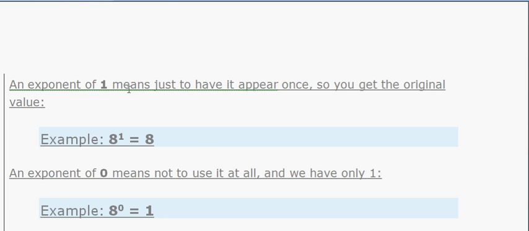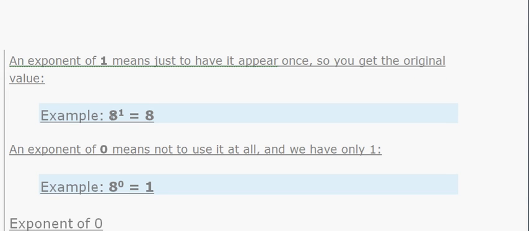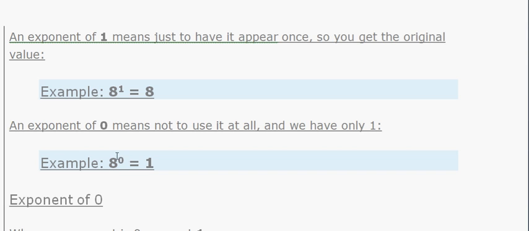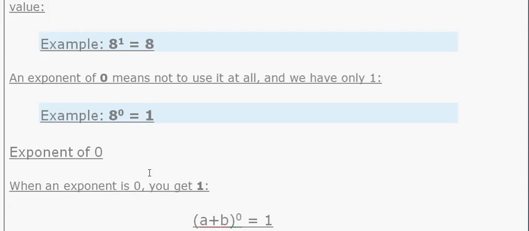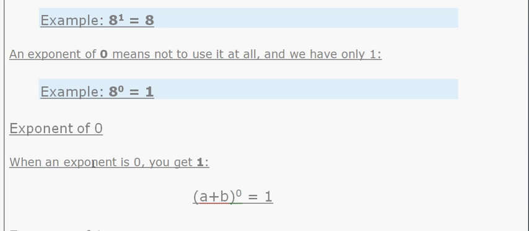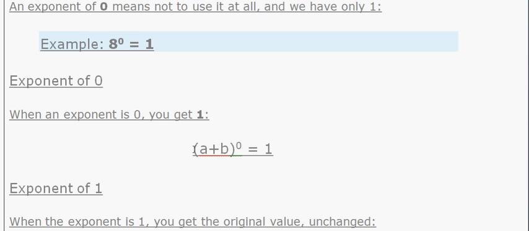An exponent of 1 means to have it appear just once, so you get the original value, as we can see here. An exponent of 0 means not to use it at all, and we have only 1. Anything to the power 0 is always 1. I always remember this. Now coming to binomials, (a plus b) to the power 0 is 1. Anything to the power 0 is always 1.